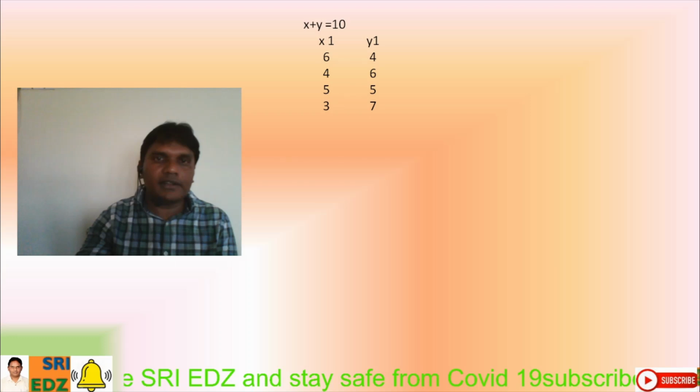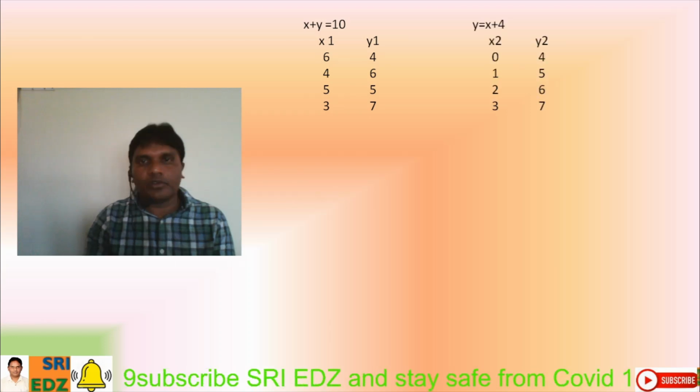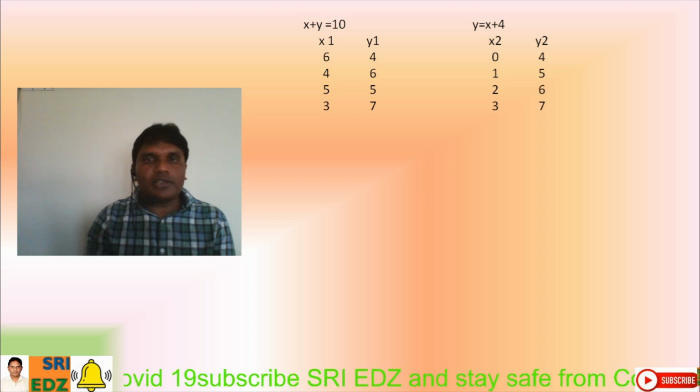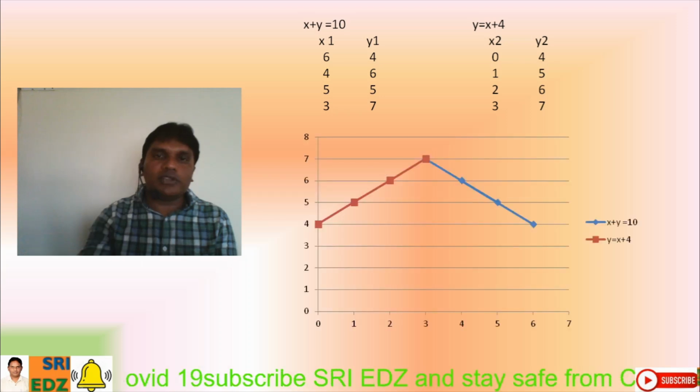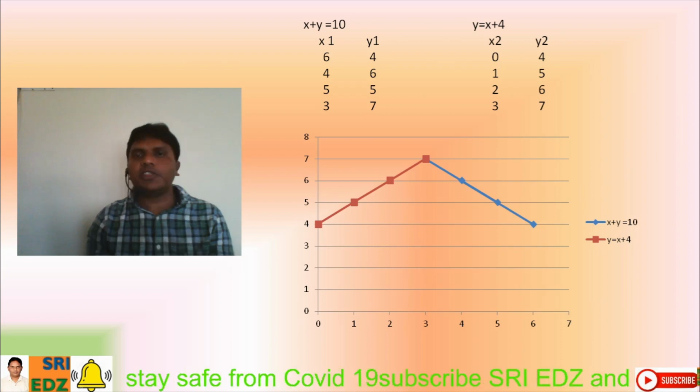And as well as in the second equation, y is equal to x plus 4. I assumed x as 0, 1, 2, 3. Then y is automatically generated: 0 plus 4 is 4, 1 plus 4 is 5, 2 plus 4 is 6 and 3 plus 4 is 7. These points I plotted in the graph in an Excel sheet, so that you can have a graph like this. The red graph indicates y is equal to x plus 4 and the blue graph indicates x plus y is equal to 10.